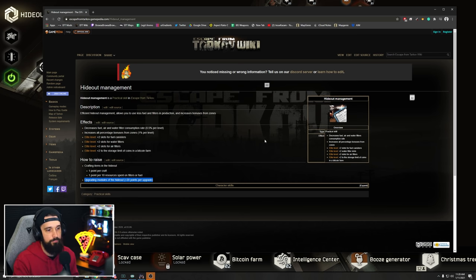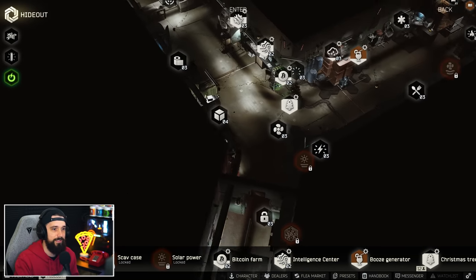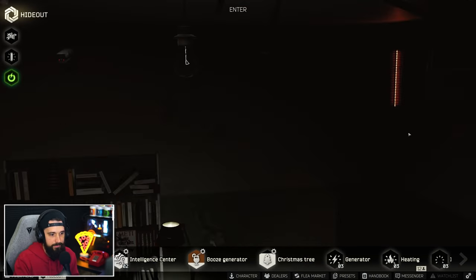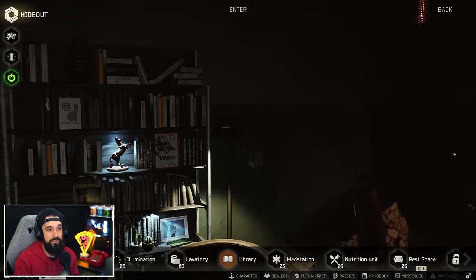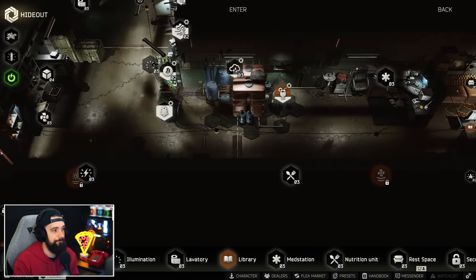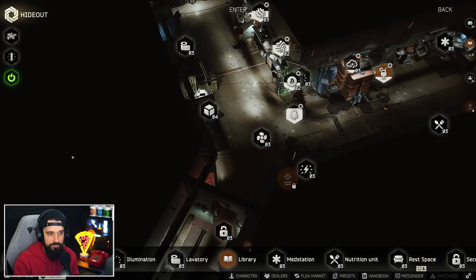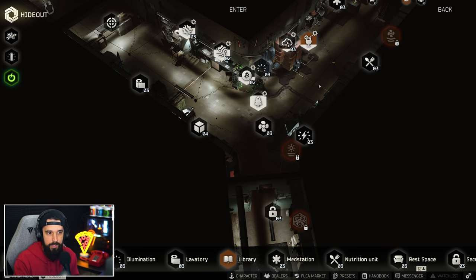This is also a practical skill, which is interesting. If you get the library, it increases how fast you level practical skills by almost 35%. So once you get the library, if you keep something crafting in just about everything and try to upgrade as many modules as you can, it's not unlikely that you can get elite level hideout management during the wipe.